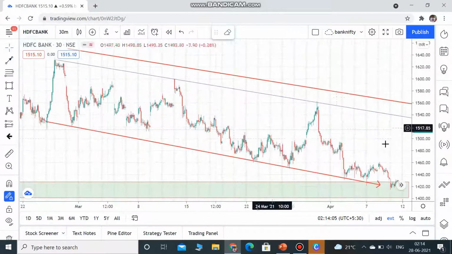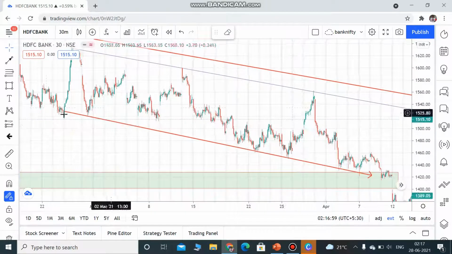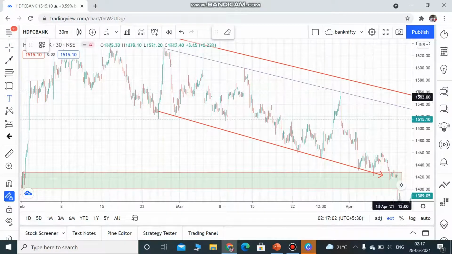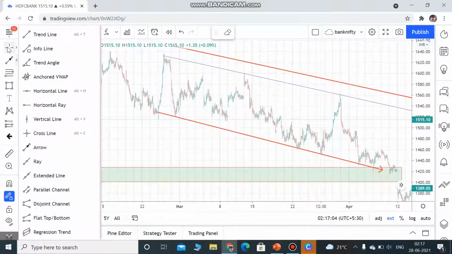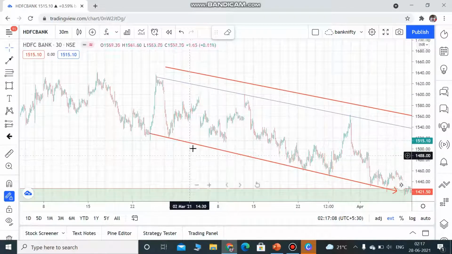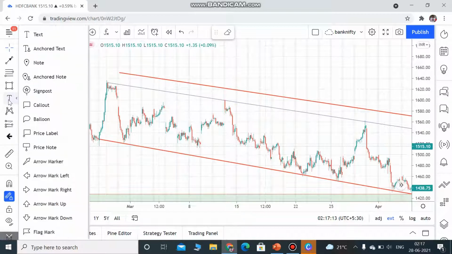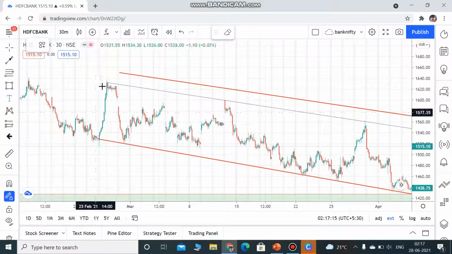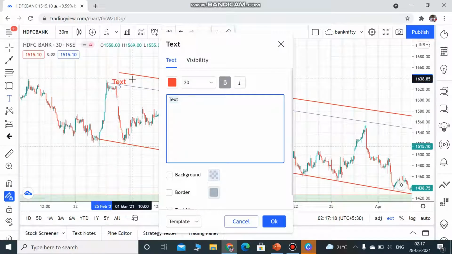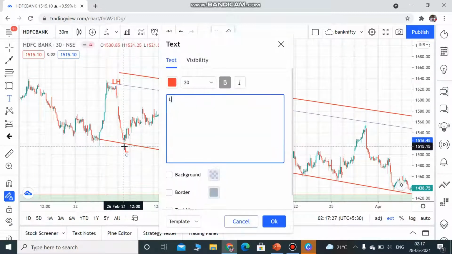Okay, this is a downtrend, right? So when you mark highs and lows, you have to go with the higher high and higher low concept. On my higher high and higher low concept, this will be my lower high. As it is a downtrend, I have to consider the lower high, lower low concept. So if this is my lower high, this will be my lower low.